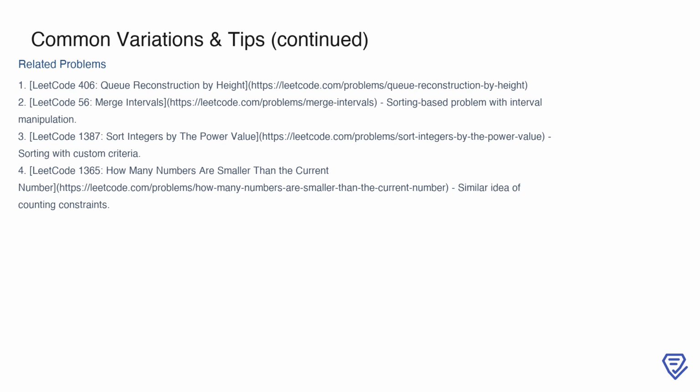LeetCode 1387, sort integers by the power value, introduces the idea of sorting based on custom criteria, which parallels the sorting logic used here with height and k values. Finally, LeetCode 1365, how many numbers are smaller than the current number, involves counting constraints, which shares conceptual similarities with the k value in this problem. Exploring these related problems can help you build a deeper understanding of sorting and its applications in algorithmic problem solving.